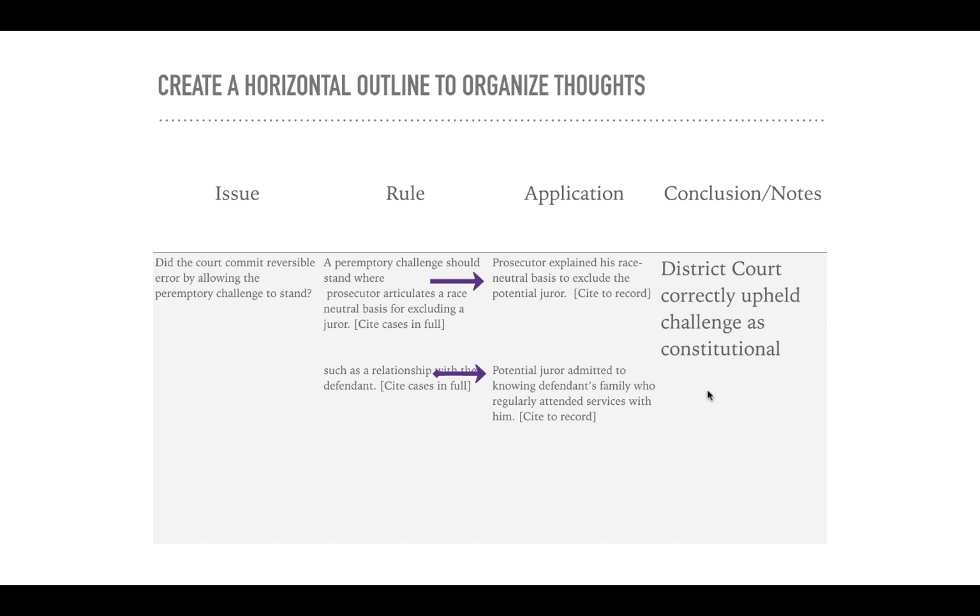The horizontal outline is a great way to clearly and precisely organize your thoughts, and then you can put it all into the vertical outline. So let's look at a more specific example as to how we can outline our legal argument section.